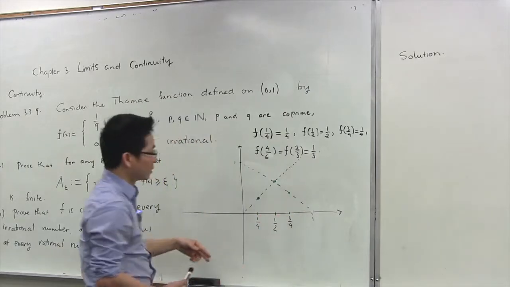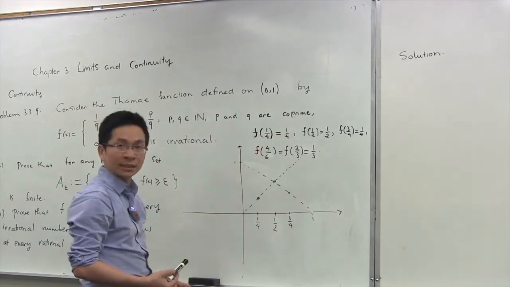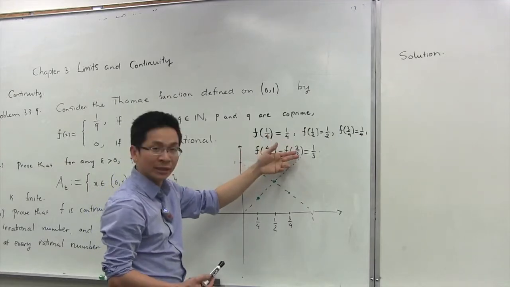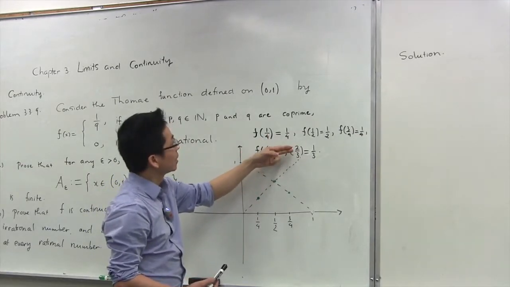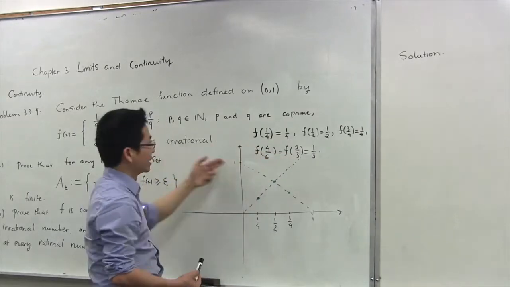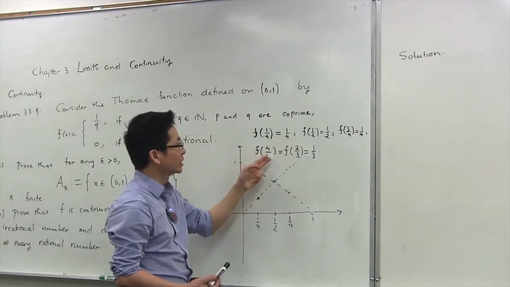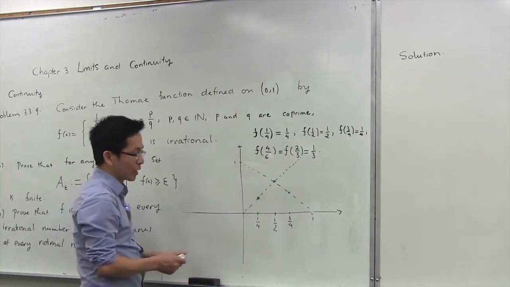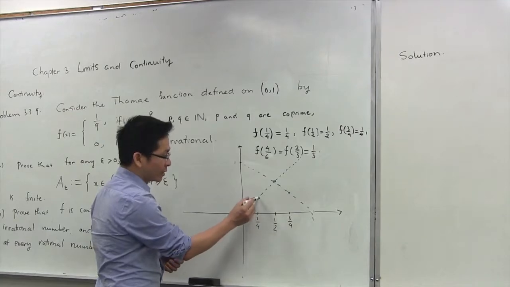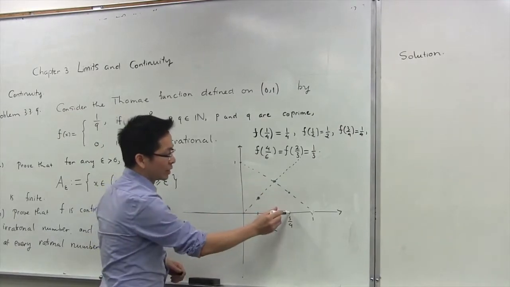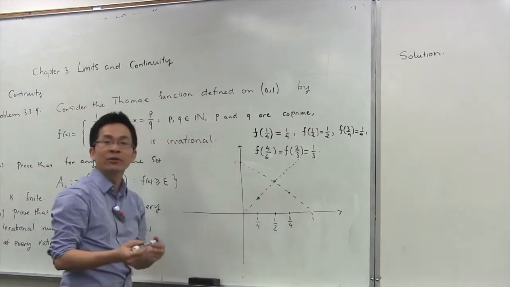Okay? Now, how about f(4/6)? f(4/6) is equal to f(2/3). Note that here 2 and 3 are co-prime. So by the definition, f(4/6) is equal to 1/3. Okay? So you can see in this graph, f(1/4) is 1/4. f(1/2) is equal to 1/2. f(3/4) is equal to 1/4.